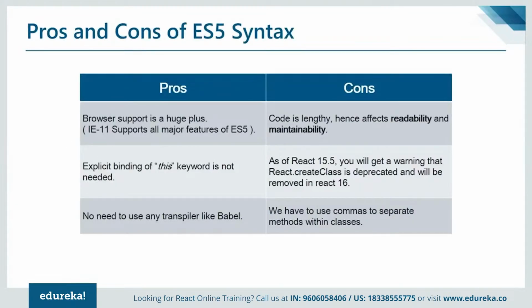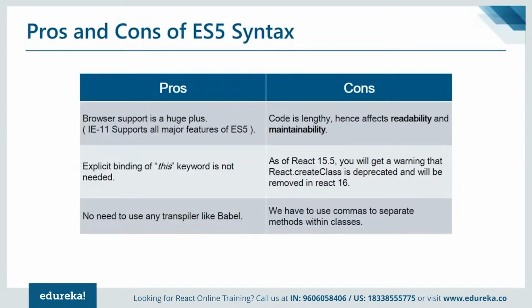Now let's talk about the pros and cons of ES5 syntax. What are the pros of ES5 syntax? It has browser support, which is a huge plus, since ES6 is very new and many browsers do not support ES6 code as of now. Explicit binding of the this keyword is not needed. In ES6 classes, explicit binding of this is required. And in the latest versions of React, 16.0 and before 15.5, explicit binding is not required. No need to use any transpiler like Babel. Babel is a transpiler, or you can say a JavaScript compiler, so there is no need.